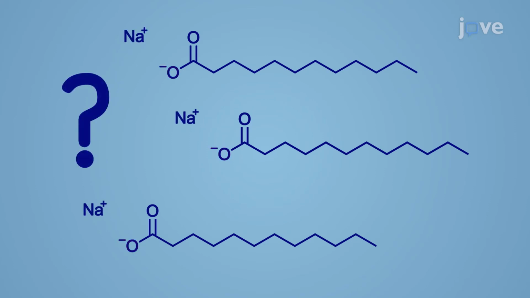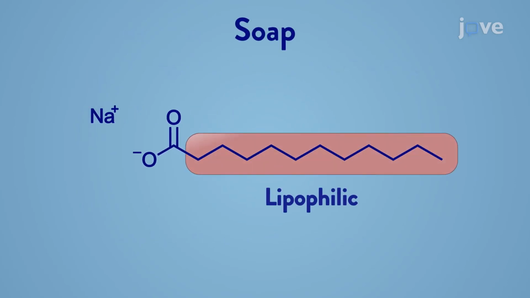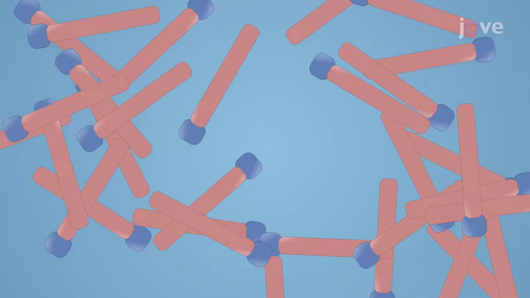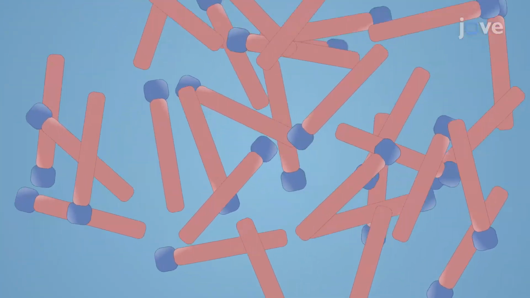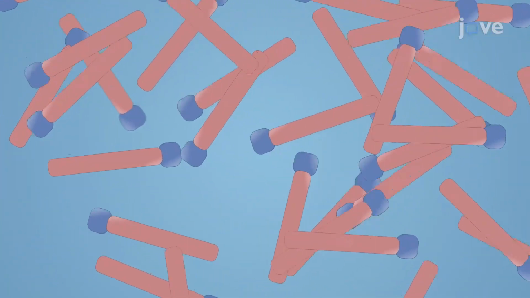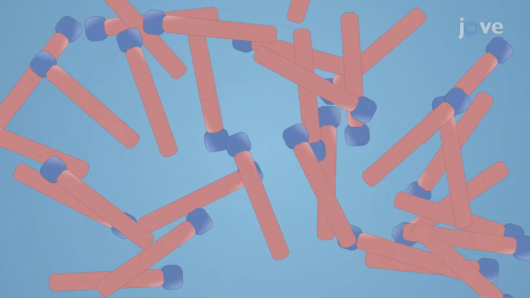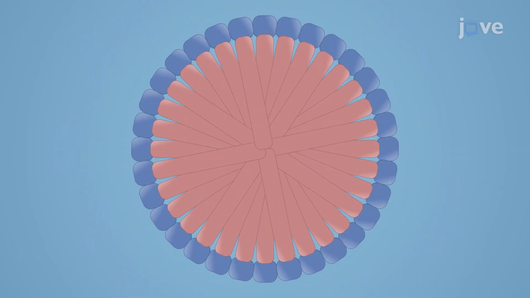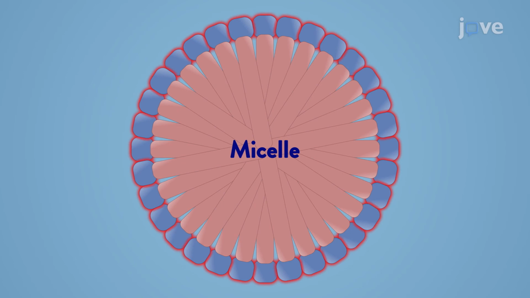But how does soap work? The long carbon chain is lipophilic and hydrophobic, meaning that it is attracted to fats but not to water. The carboxylate group is hydrophilic, meaning that it is attracted to water. When you mix soap and water, the long carbon chains tend to interact with each other and avoid interaction with water molecules, while the carboxylate groups prefer to interact with water. Ultimately, the soap molecules form clusters called micelles, with the hydrophilic carboxylates facing outward.